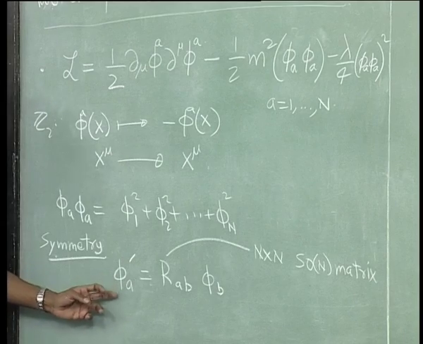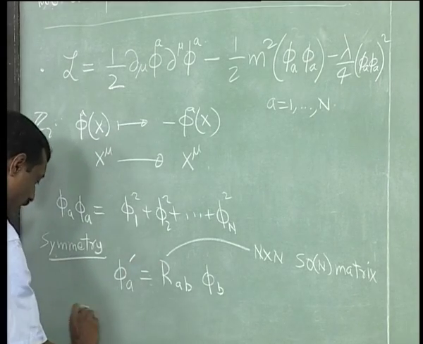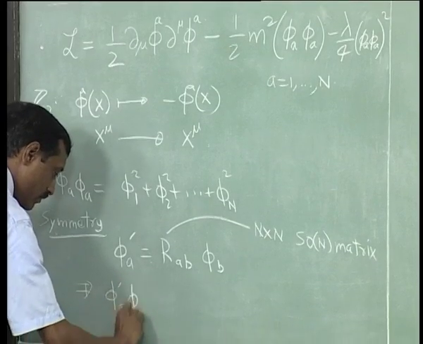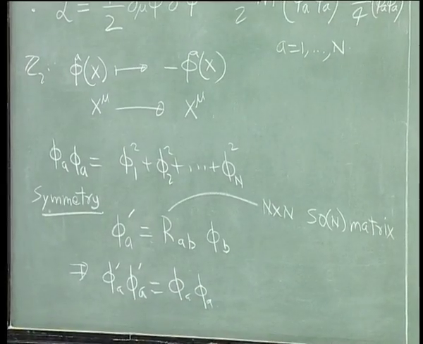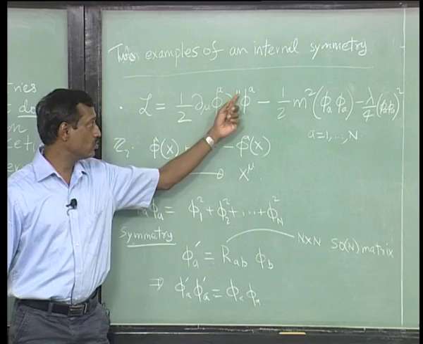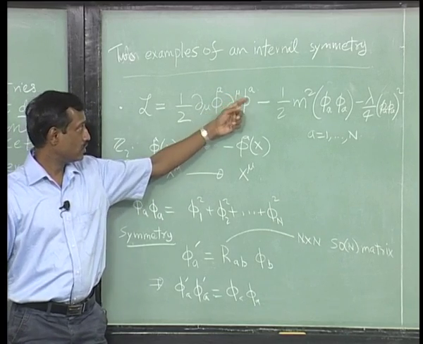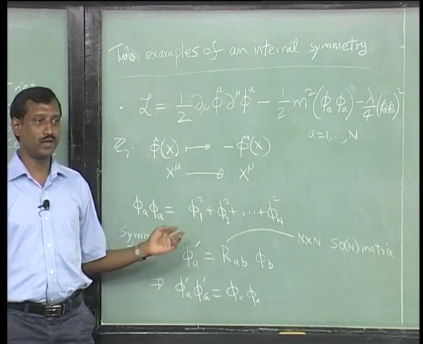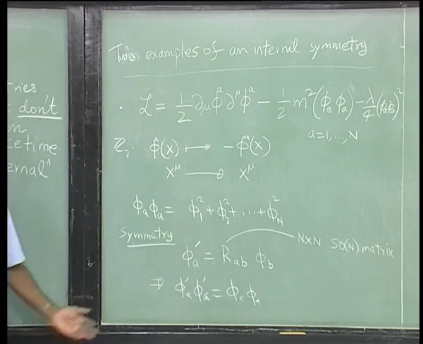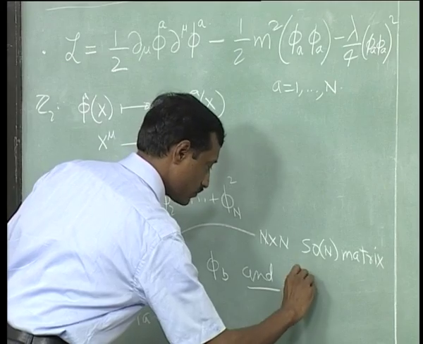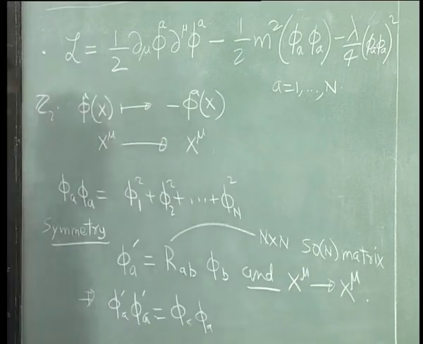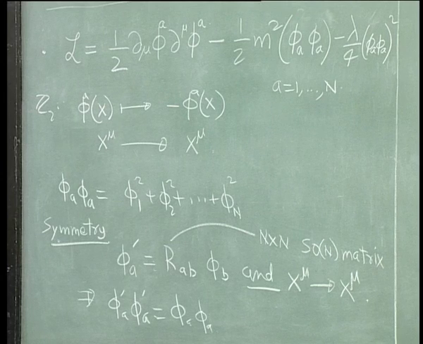Very easy to see that phi prime A, so, now this implies that phi prime A phi prime A equal to phi A phi A. Similar way you can see that d mu of phi A also transforms like a vector of SO(N). So, you have a continuous symmetry which does nothing to the space time coordinates, only acts in some fictitious internal space. I should not say fictitious because it's as real as the field.